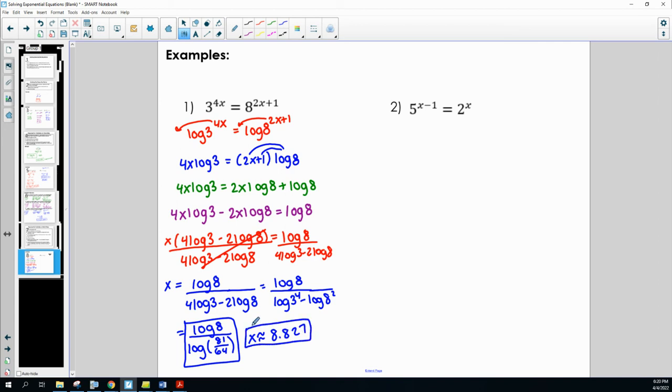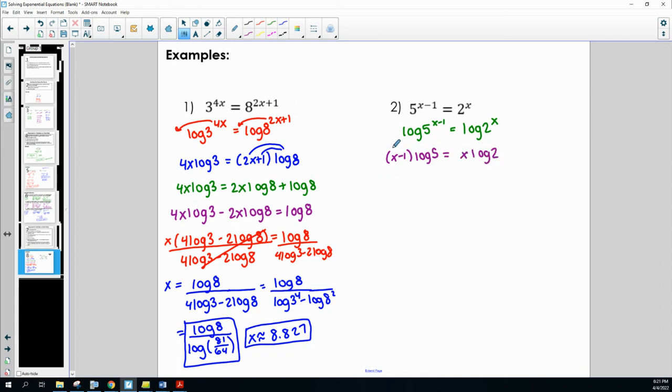Okay, so we're going to look at this last problem. Again, see if you can make the bases the same. 5 and 2, you can't, unfortunately. So we're going to take the log of both sides. So log of 5 to the x minus 1 equals log of 2 to the x. Any exponents are going to come down as numbers in front. So we're going to have x minus 1 log 5 equals x log 2.